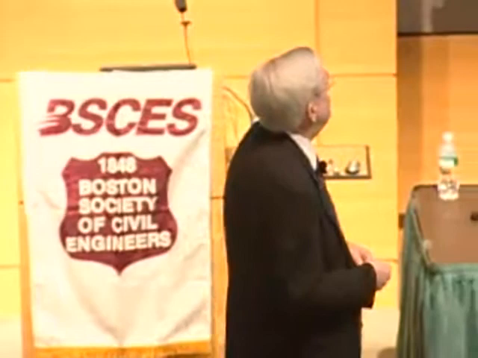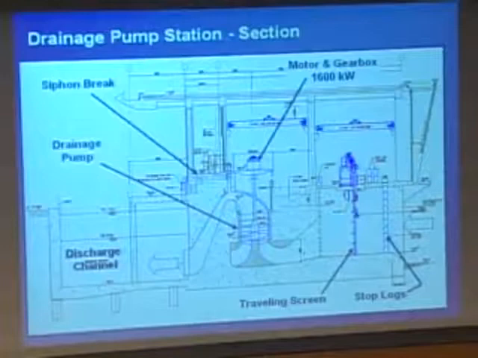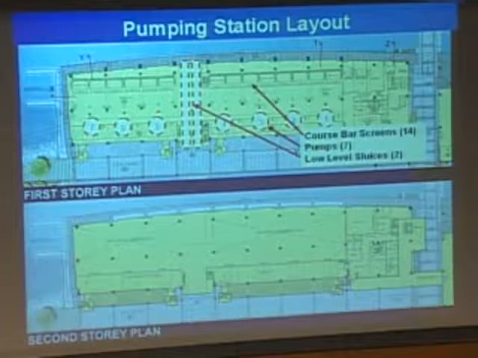This is what the pump station looks like. Vertical pumps in here. We feed it in through intake channels and screens, pump it up through the siphon to recover the energy into a discharge channel. Relatively straightforward, other than the scale of the facilities. There are 7 pumps lined up along the pump station.